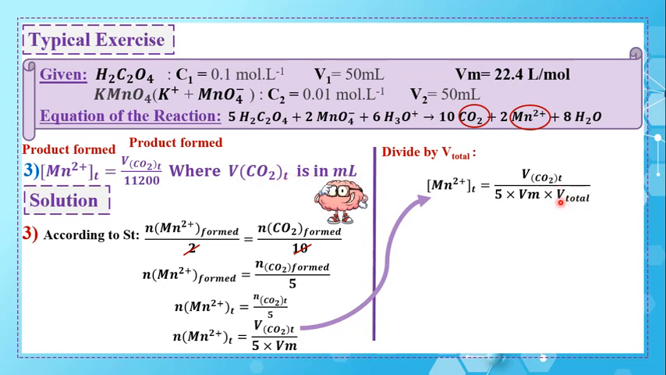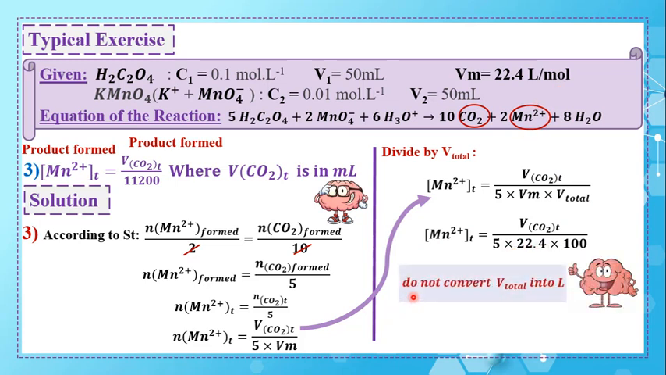to leave V total in milliliter. Why? So I can simplify milliliter and milliliter, and V molar is always in liter per mole. So the unit of the concentration will be mole per liter, which is correct. So please here pay attention. Do not convert V total into liter. Keep it in milliliter since the V of CO2 is in milliliter. And if I multiply these three numbers, I will get the relation that I have to prove.